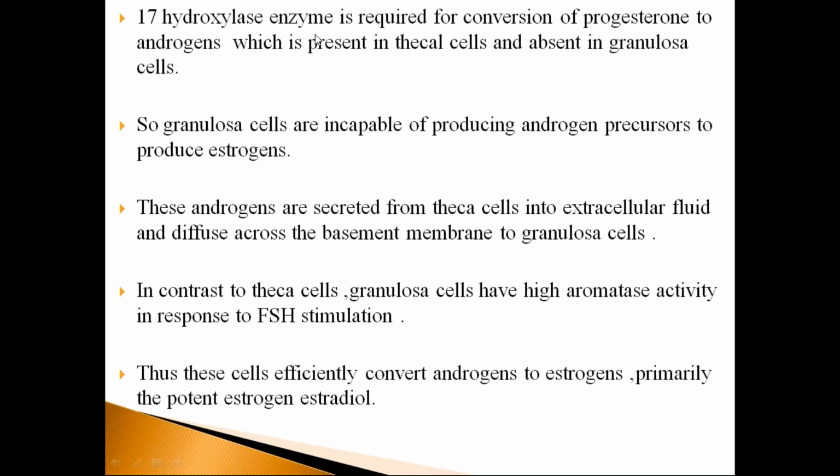When this enzyme is absent, the cholesterol is not converted into androgens, which are necessary for estrogen synthesis. Therefore, we need theca cells for the synthesis of androgens, and they are converted into estrogens in the granulosa cells. So granulosa cells are incapable of producing androgen precursors for estrogens because they lack the 17-hydroxylase enzyme. These androgens synthesized in theca cells diffuse into the granulosa cells through the basement membrane.